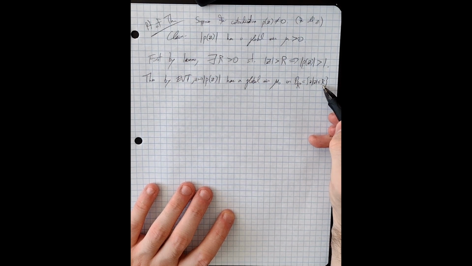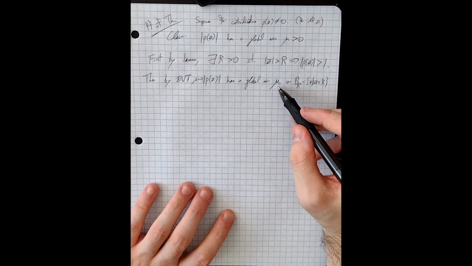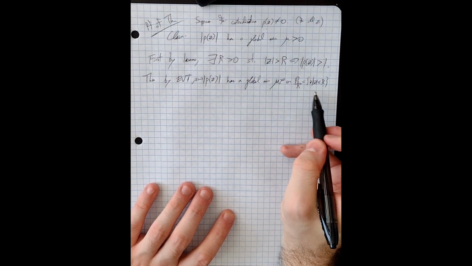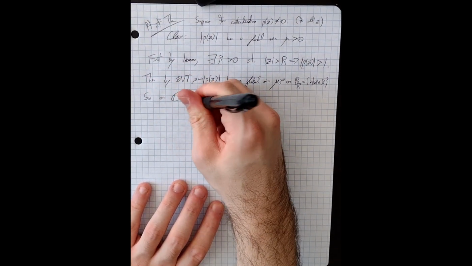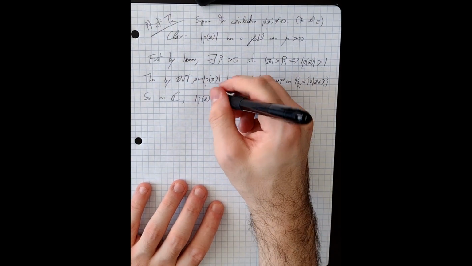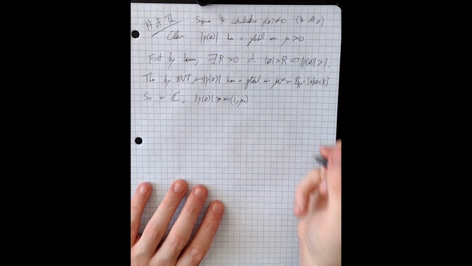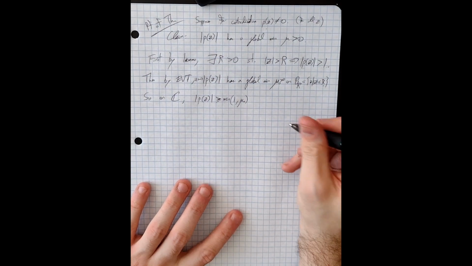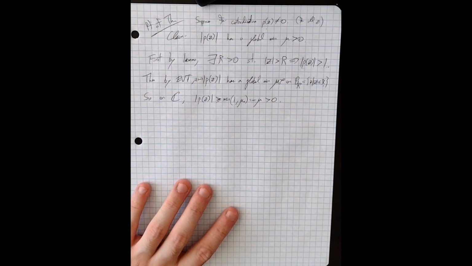Away from r, we have that the polynomial has size greater than 1. On the ball around the origin, this is a closed and bounded set, so it has some global minimum mu naught, strictly greater than 0, because we're assuming p of z is never 0. So on C, the magnitude of p of z is greater than or equal to the minimum of 1 and mu naught. Either you're outside the ball, and you're bounded below by 1, or you're inside the ball, and you're bounded below by mu naught.